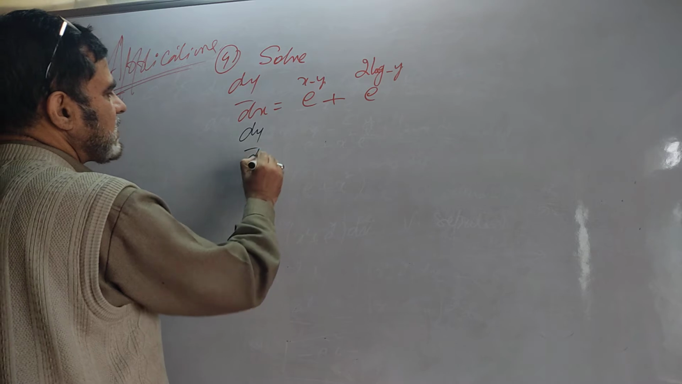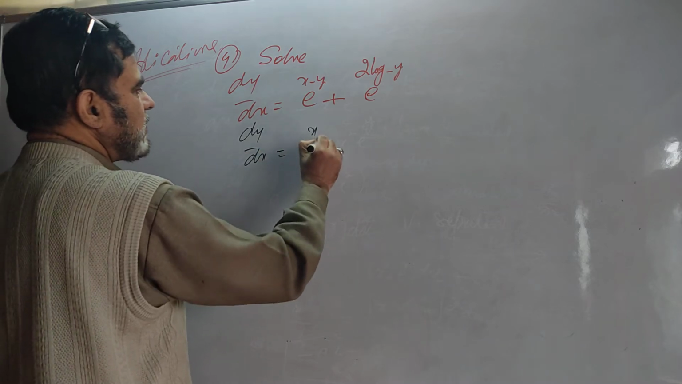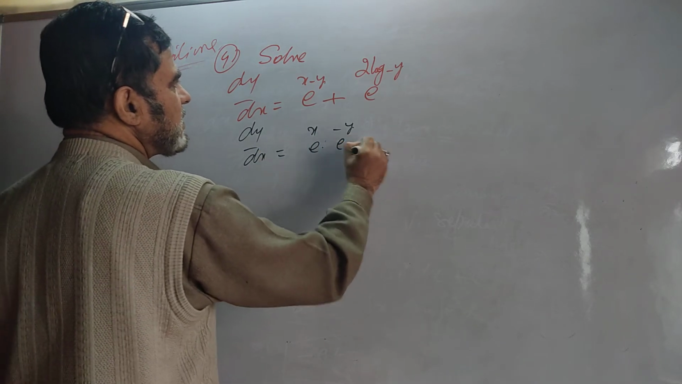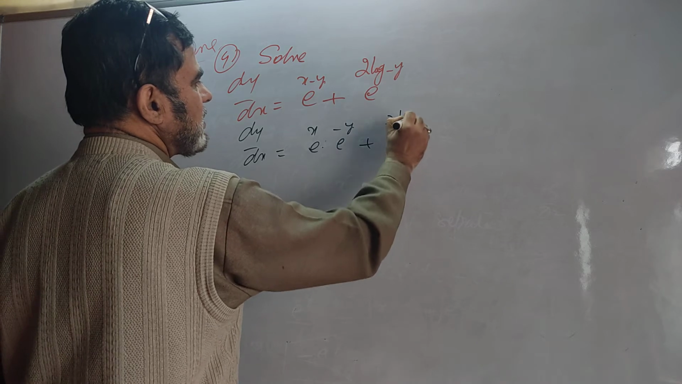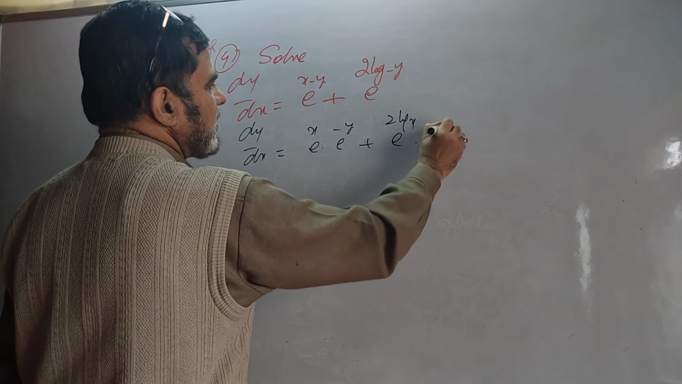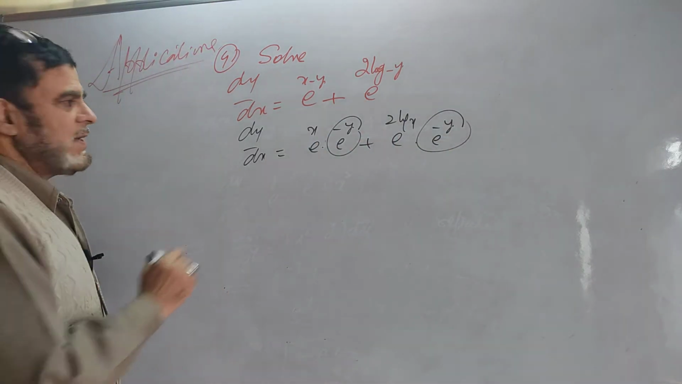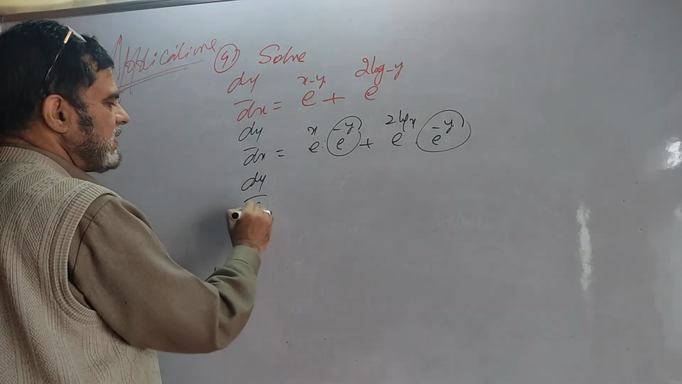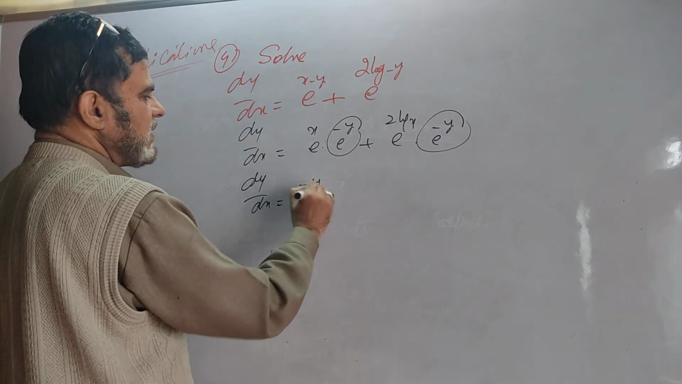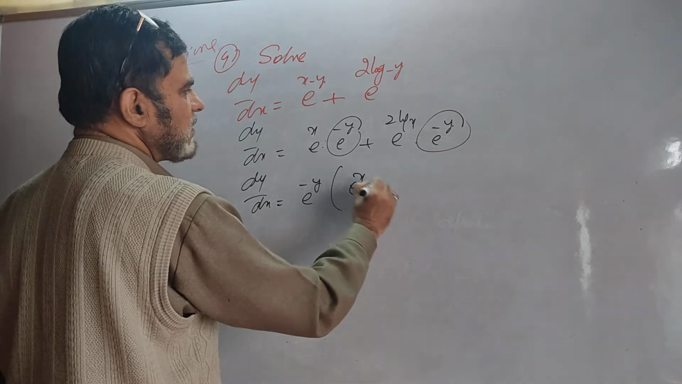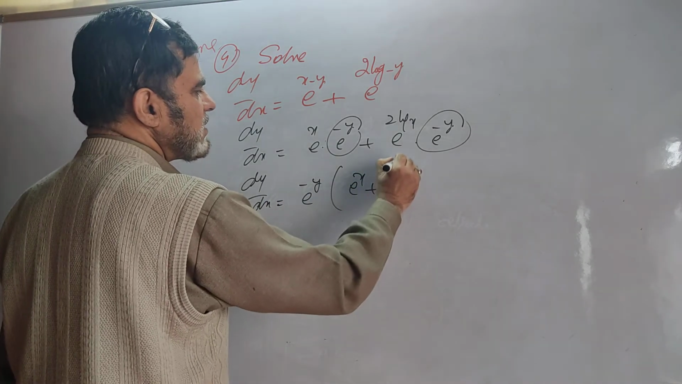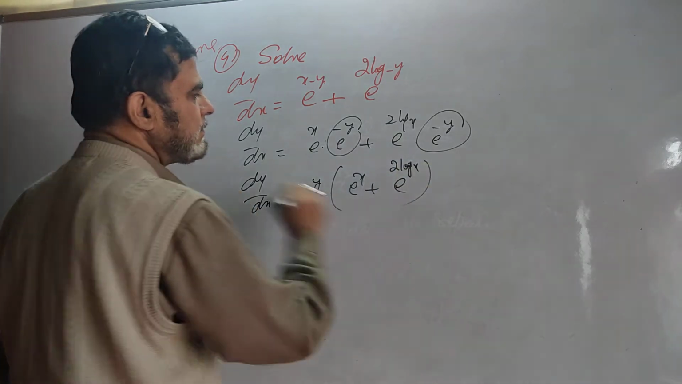It is dy by dx. This is, by the indices rule, e raised to power x, e raised to power minus y, plus e raised to power 2 log x into e raised to power minus y. Yes, I can take it out. So it is dy by dx is e raised to power minus y out, e raised to power x plus e raised to power twice log of x.